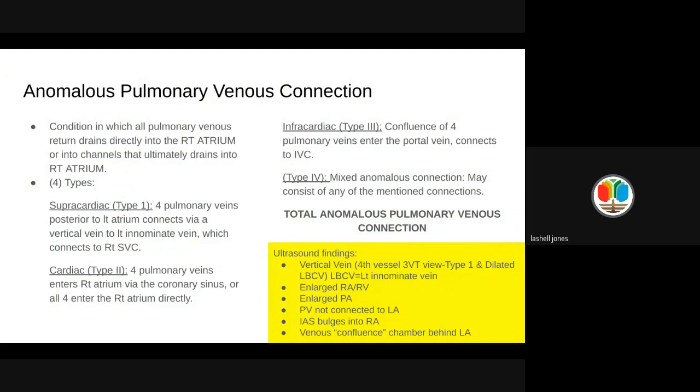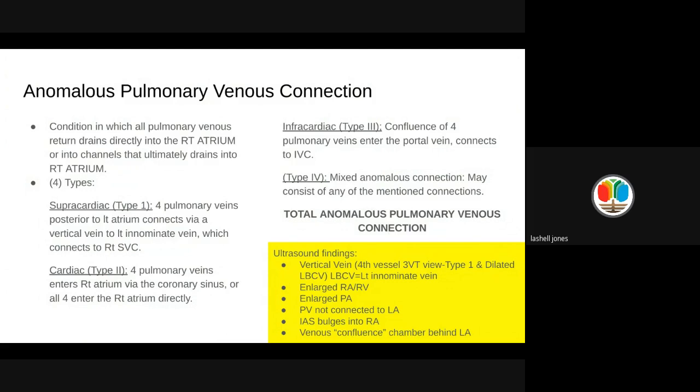And then your type 2, 4 of the veins are going to enter into the right atrium via the coronary sinus, or all 4 will enter the right atrium directly. Right? In type 3, confluence of 4 pulmonary veins enter the portal vein. It then connects to the IVC. And then with type 4, it's going to be a mixture of maybe type 2, 3, or type 1, 3. It's going to be a mixture of the ones that we just discussed.